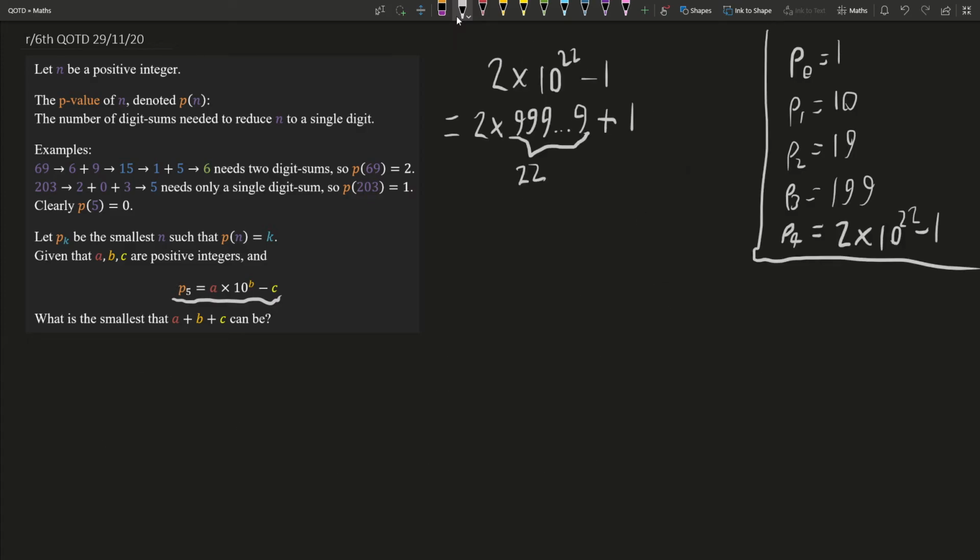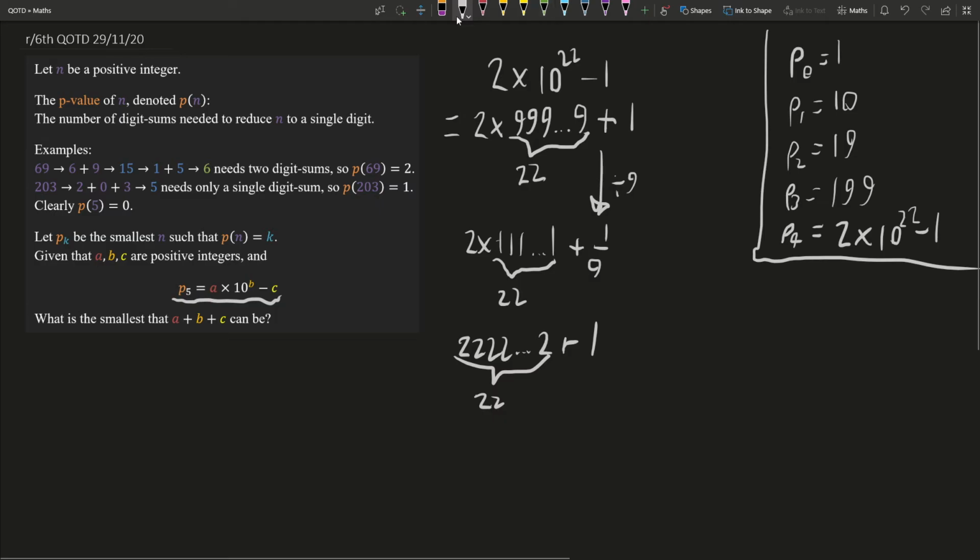Okay, so let's try dividing this by 9. And when we do that, we get 2 times 1, 1, 1, and so on, and again, there are 22 of these ones. And again, we get 1 over 9. So, in fact, when we divide by 9, we get 2, 2, 2, 2, and so on, and this is remainder 1. And there are 22 of these. And in fact, this goes straight into the power, like it did last time.